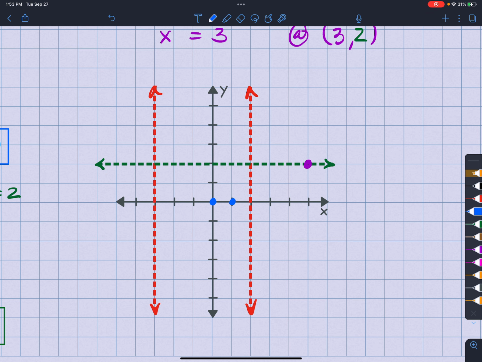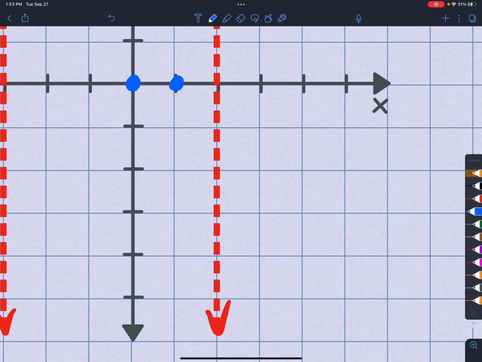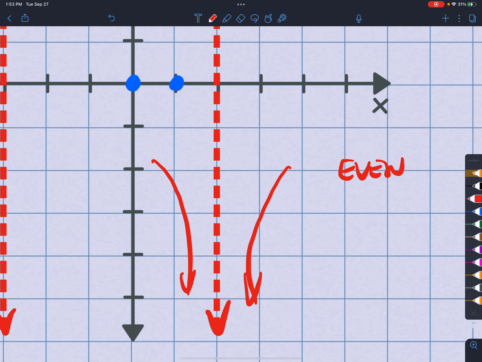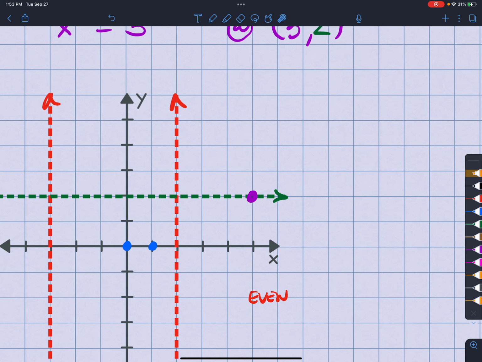Now, if it was even, actually I should probably write that in red, then it's probably going to do this, where they both verge in the same way, no matter if it's on the bottom or on the top. We're not sure which one yet, but that would be even.